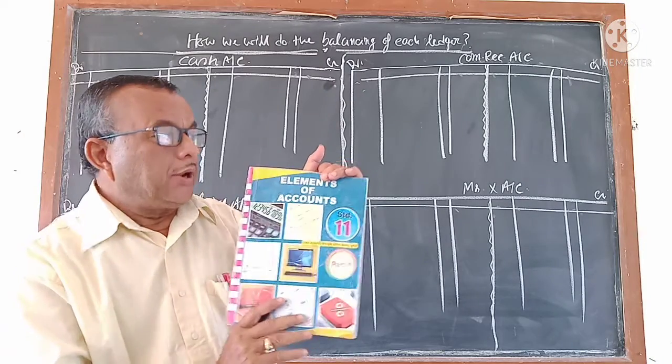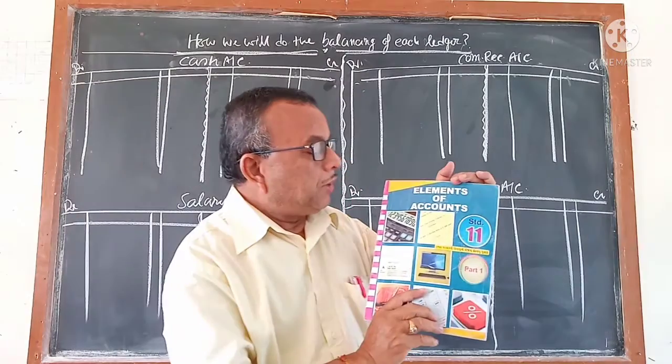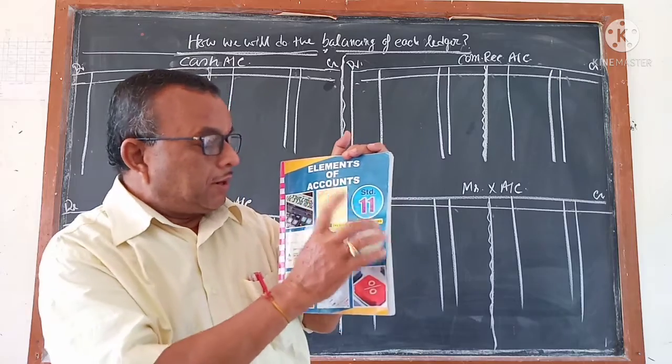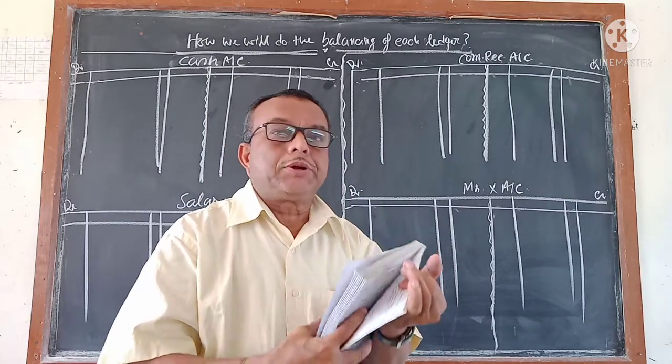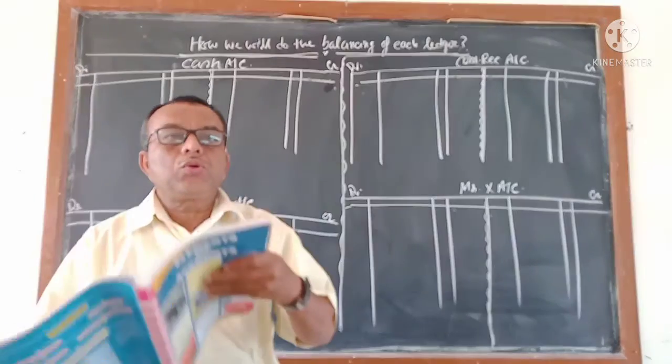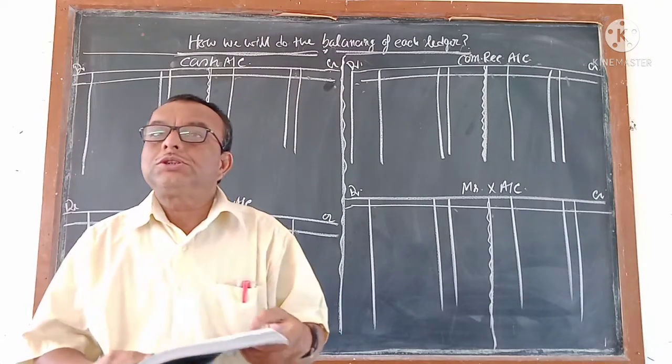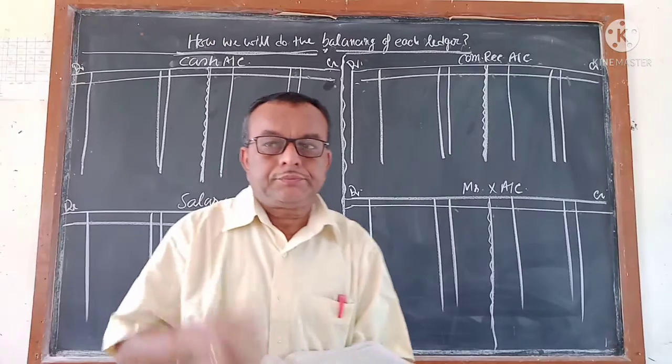Let us start our next video on the basis of elements of accounts, standard 11 part 1, ledger chapter. According to your textbook, this is chapter number 9.